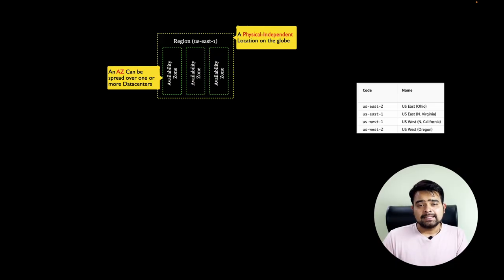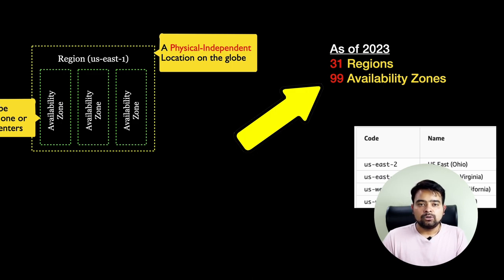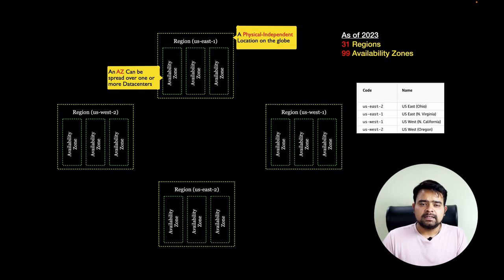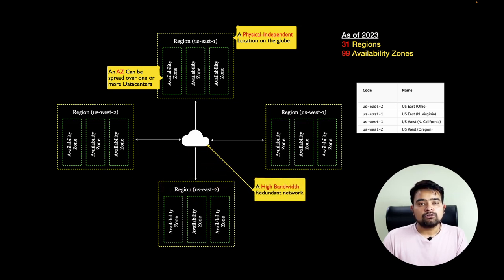As I told, there are multiple such regions. As of 2023, there are 31 regions and a total of 99 availability zones spread across these regions. Now let's understand this pictorially, how these regions are connected. All these regions are connected with a high-speed redundant network that is the global backbone of AWS infrastructure. This is the backbone that holds all the services and all the AWS regions together.